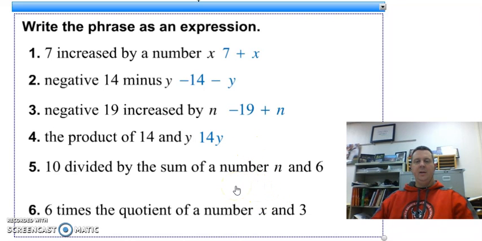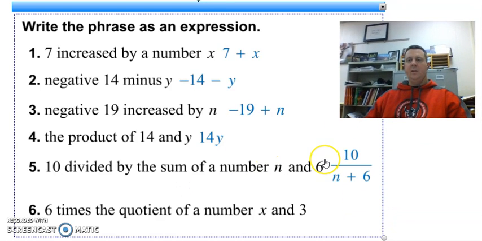10 divided by the sum of a number n and 6. We've got a lot going on here. We have a sum of a number n and 6, so that's going to look like n plus 6. But 10 is going to be divided by that, so you're going to have 10 divided by n plus 6. 6 times the quotient of a number x and 3. So you're going to have a quotient first, then 6 times the quotient of x divided by 3.